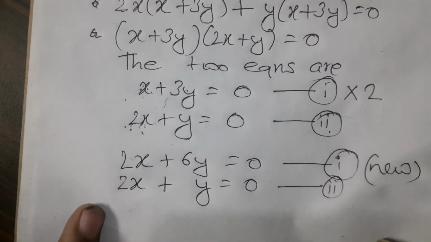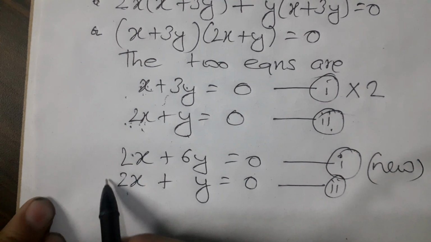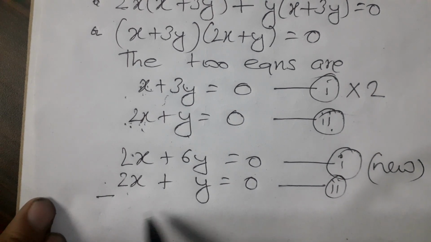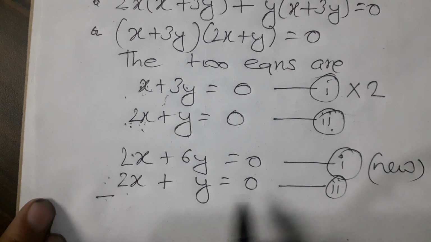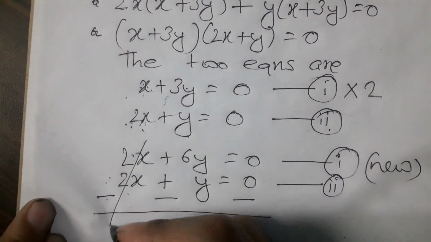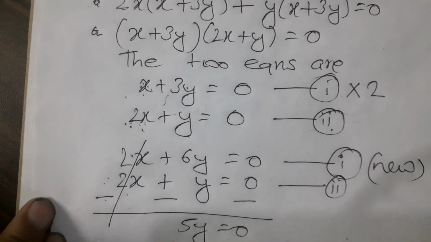Now I want to eliminate, but still it is not eliminatable. So what I have to do is change the sign. If I make this plus into minus, then it is reducible. Similarly, if I change this sign, then the entire equation sign has to be changed. This also becomes minus, this also becomes minus. This 2x is cancelled, and 6y minus y is 5y equals 0. So your value of y is going to come from 5y equals 0. That means y equals 0.